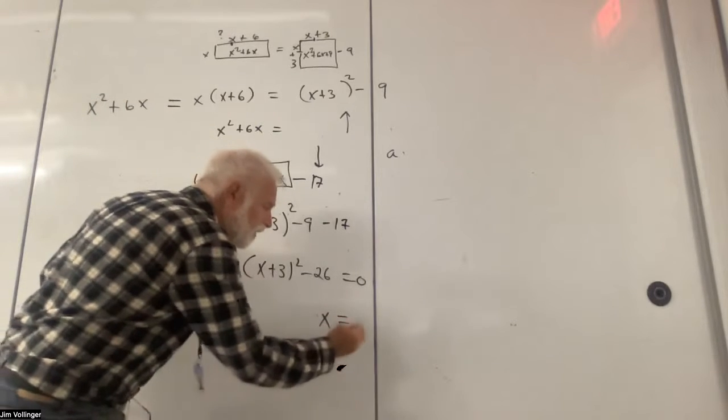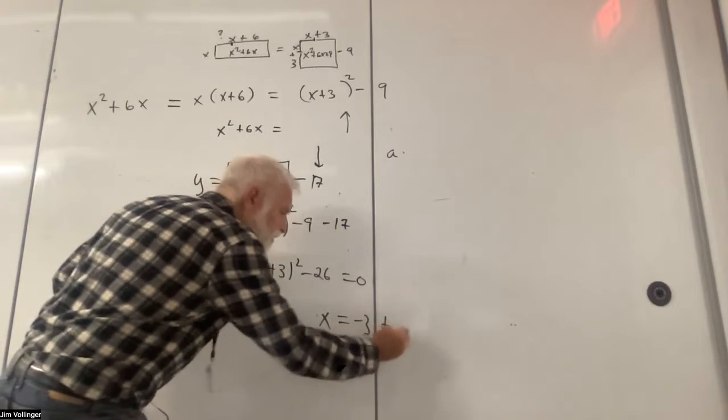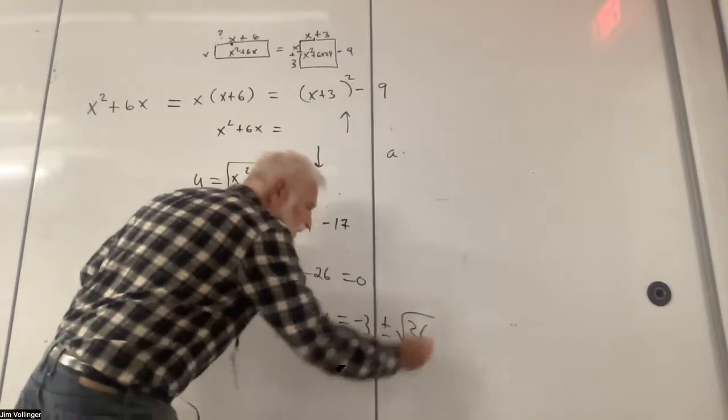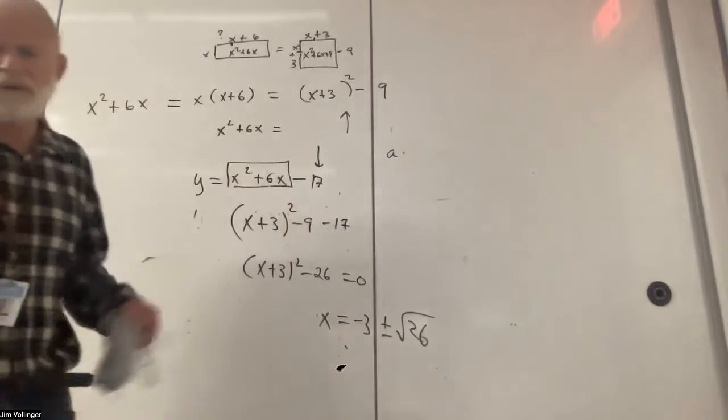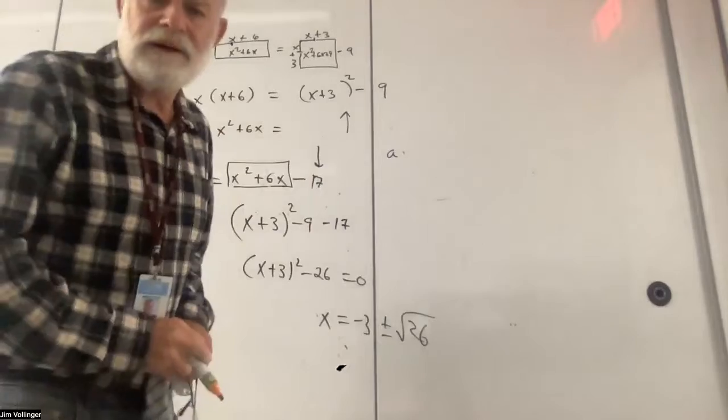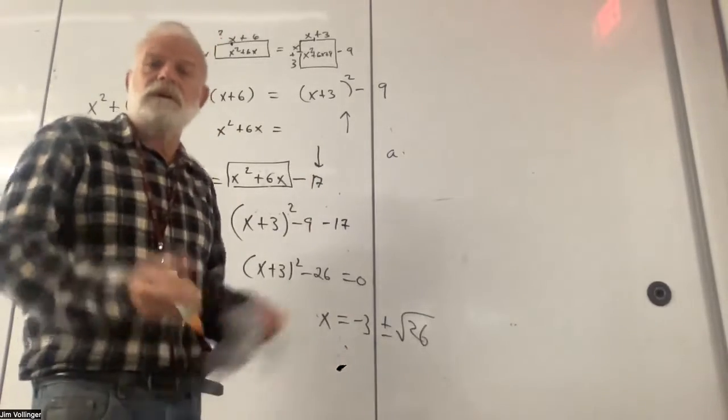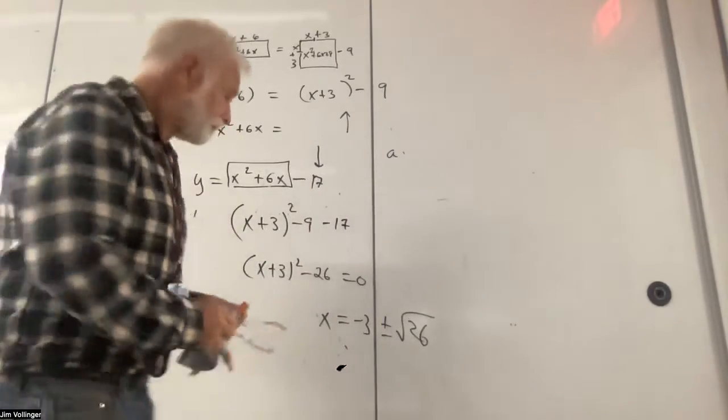You should be able to understand -3 plus or minus the square root of 26. X squared of 26 a little bit bigger than 5. So we get a feel for what numbers get us 0.